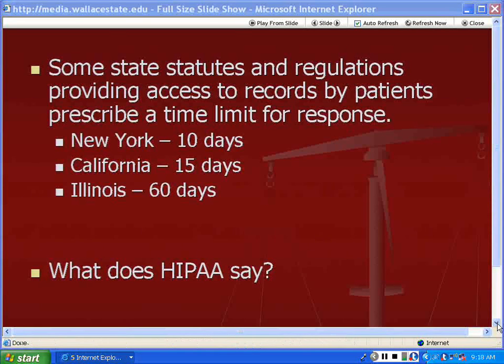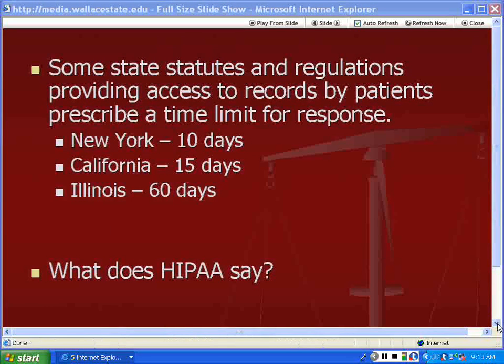So, if you look at these state laws, and if New York has 10 days and HIPAA says 30, they're going to have to do it within 10 days because there is a more stringent state law on the books. It doesn't disregard what HIPAA says, it's more strict. And so in New York, if you get a request for patient information, you have to answer it within 10 days. California, 15.